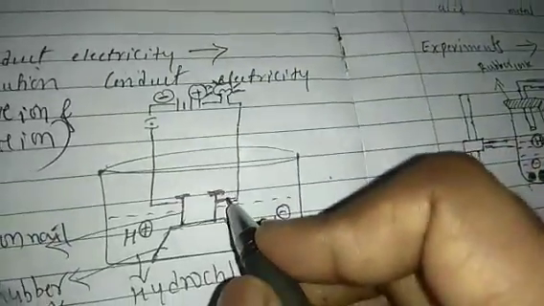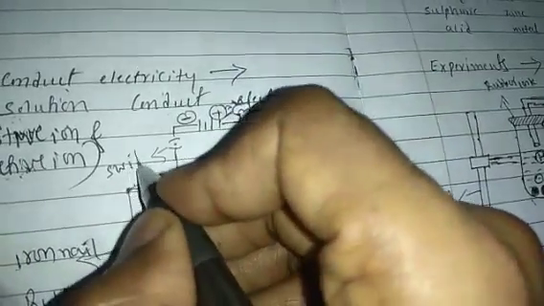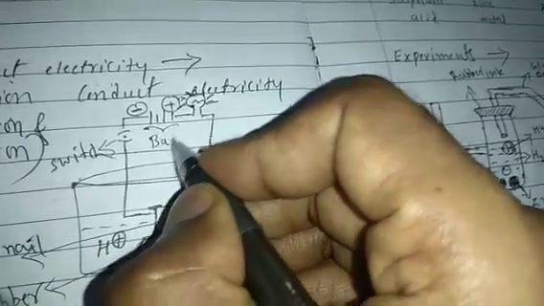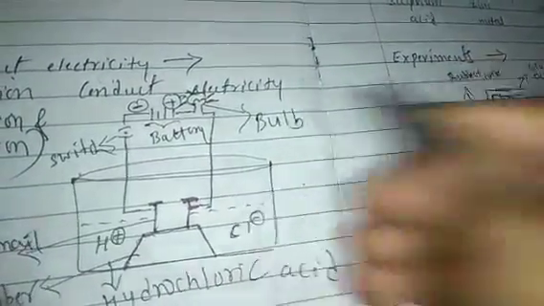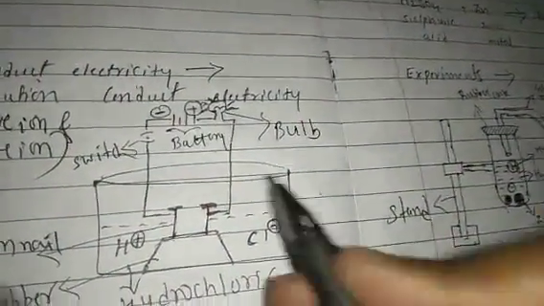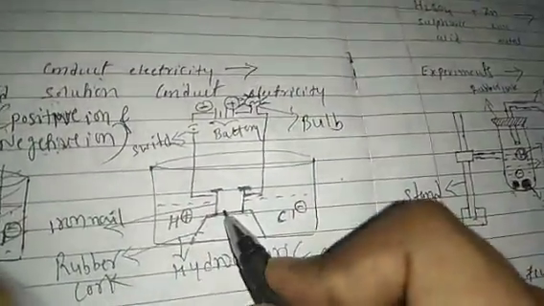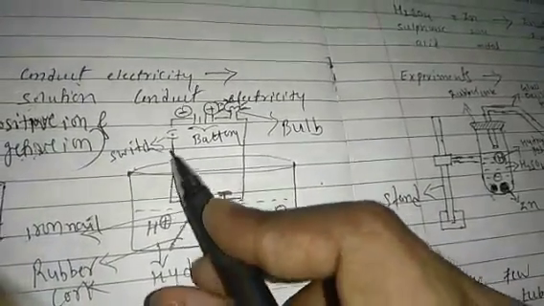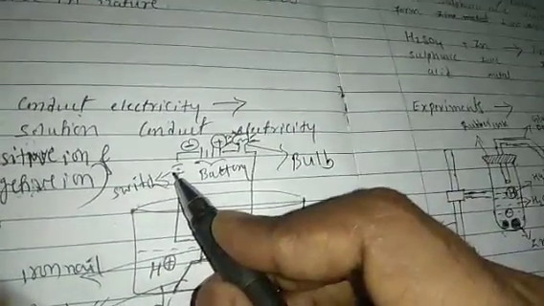The two iron nails are connected with the switch, and this is the battery, and this is the bulb. So the hydrochloric acid, in which we introduced the rubber cork, and the rubber cork is connected with the two iron nails. The iron nails are connected with wires, and the wires are connected with the battery and bulb through a switch. So when you switch on, then what happens, friends?